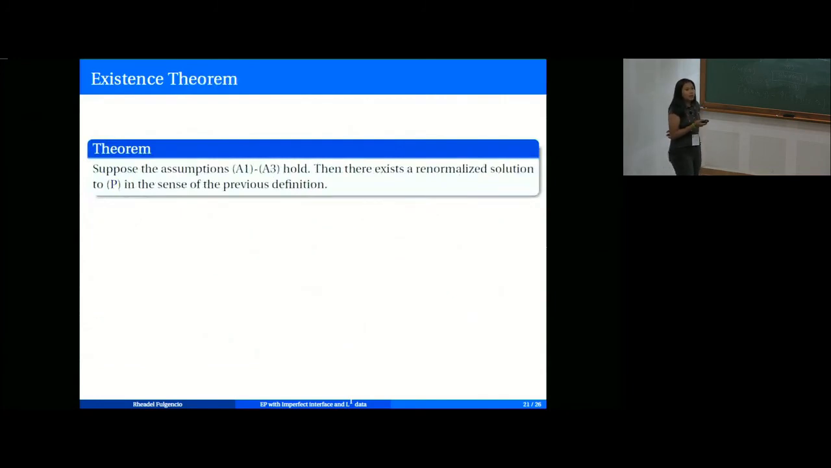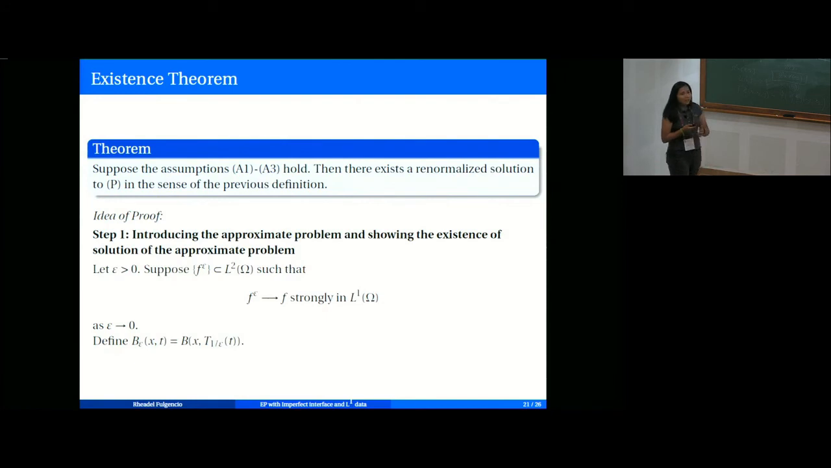So now we go to our main result. I told you this is a short presentation. So for our main result, we have that there exists a solution to P with assumptions A1 to A3, the ones I mentioned before. So I will just give the idea of the proof. The proof is divided into 4 steps.